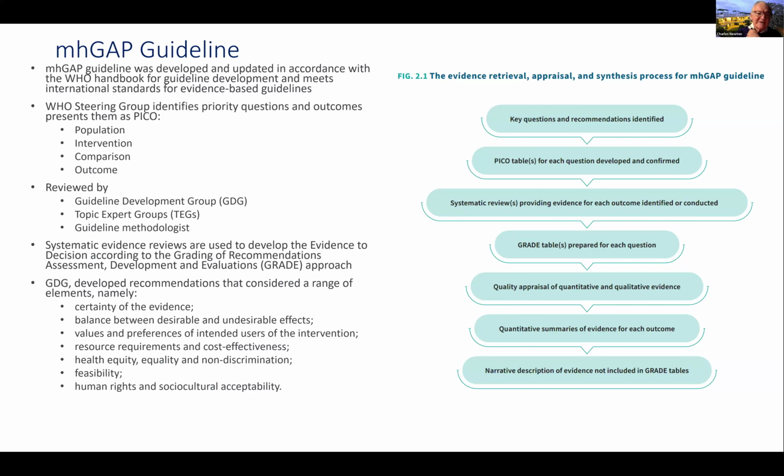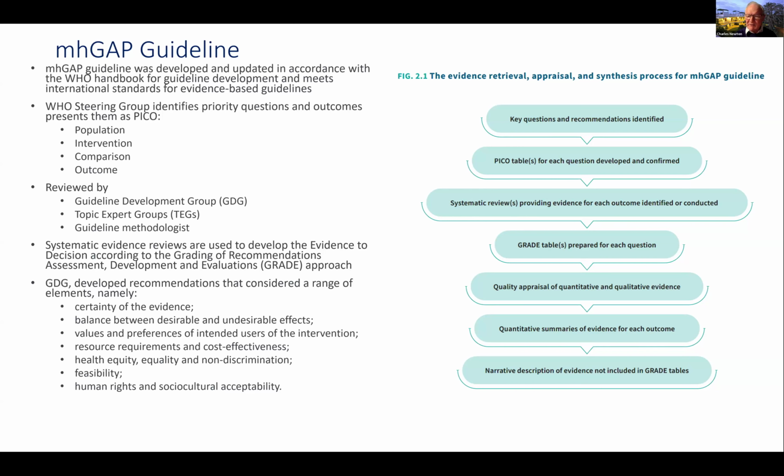So normally what happens is the WHO steering group identifies priority questions and outcomes and presents them as PICO, which is population, intervention, comparison, and outcome. And they develop these PICO tables for each question, which is then developed and confirmed. This is reviewed by the guideline development group, topic expert groups, and a guideline methodologist. The systematic reviews are then conducted in order to provide evidence for the outcome identified.